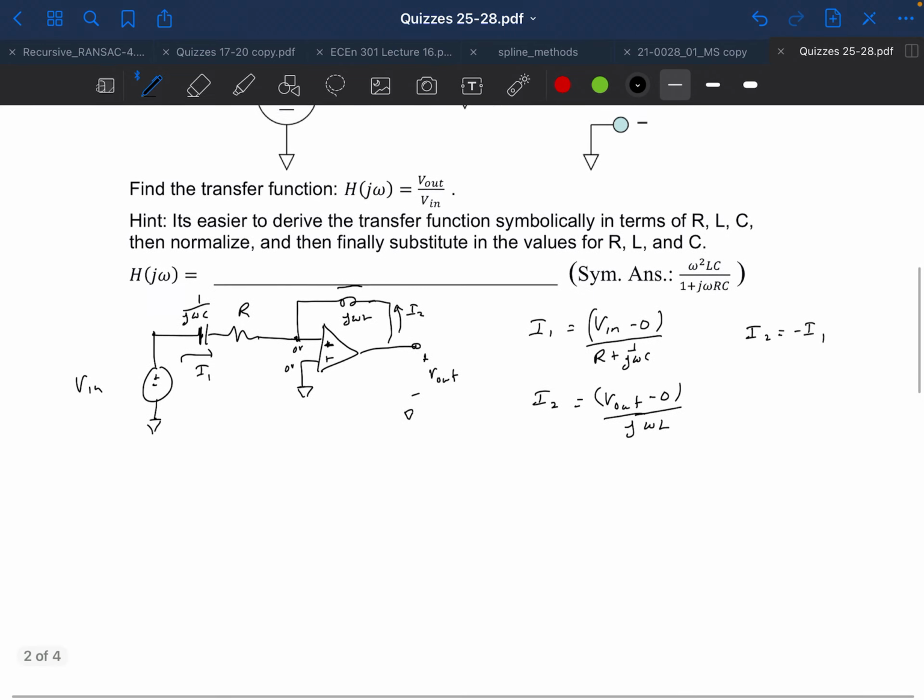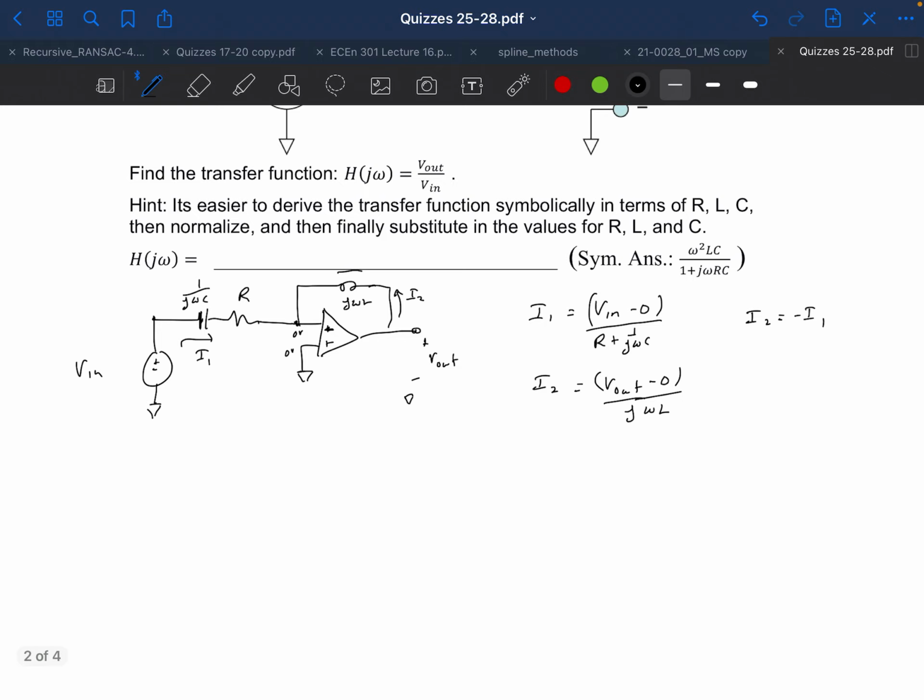Okay, so we hook those together, and we're going to have I2 is going to be V out divided by j omega L, and that has to equal negative I1, which is going to be minus V in divided by R plus 1 over j omega C. Okay, and that is true if V out is going to be equal to, so now I'm going to multiply both sides by j omega L, minus j omega L divided by R plus 1 over j omega C times V in.